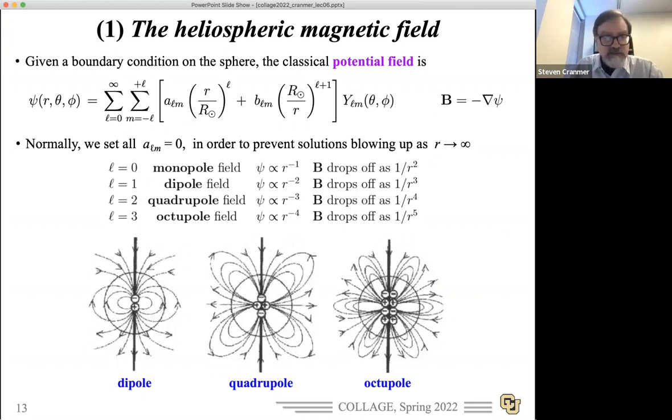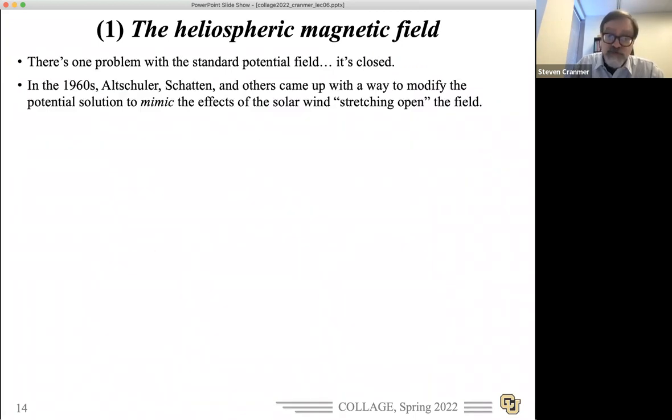All right. So hopefully that's a straightforward thing. That's the classical potential field solution. But there's a problem with it for the sun, and that is that all those magnetic field lines are closed. We know, as I said before, all magnetic field lines do have to be closed, and that makes sense. But we know that for the sun and the corona near the sun, the solar wind stretches them open. So there have been a series of mathematical tricks that have been proposed to mimic the effects of the solar wind stretching open the field.